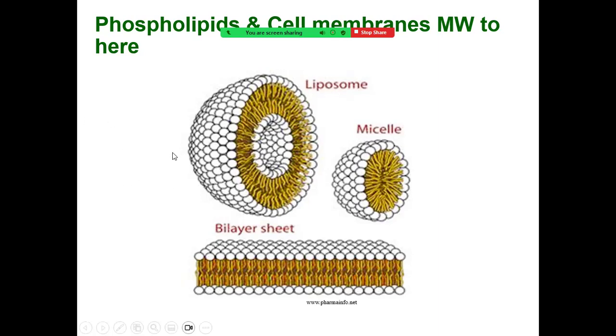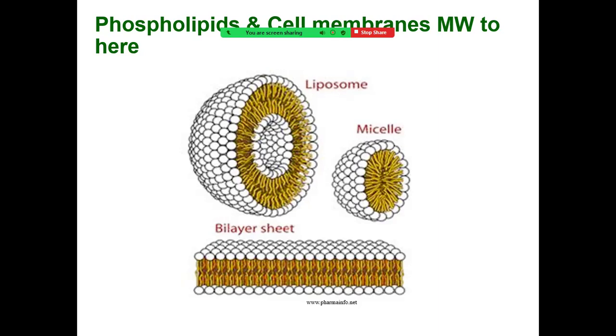Any question about that? And in the cell, we have the phosphate of the phospholipid facing outside the cell, facing the water, and facing inside the cell, facing the water of the cytoplasm. And then the phospholipid fatty acid tails are all on the inside, away from the water. And that is exactly how a cell membrane is.